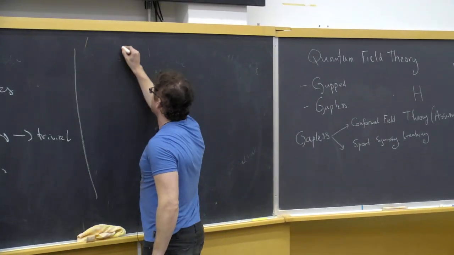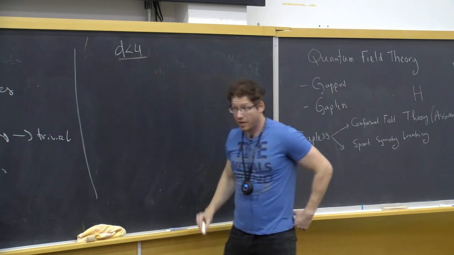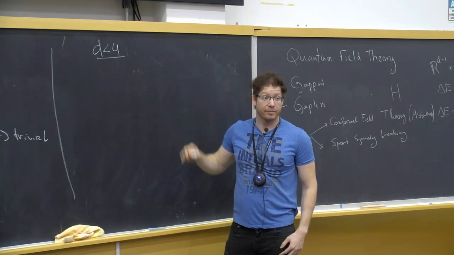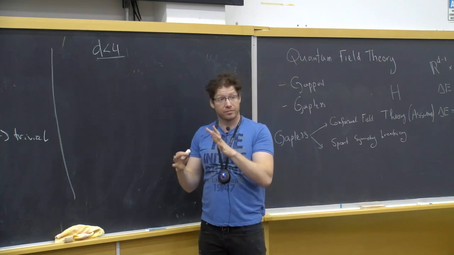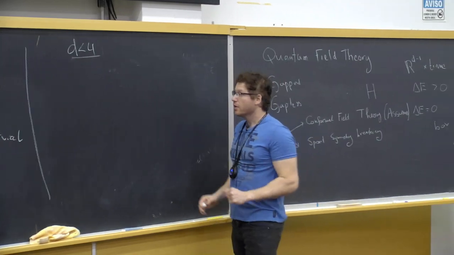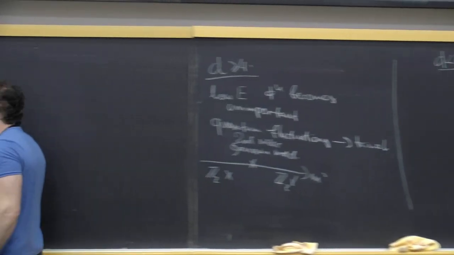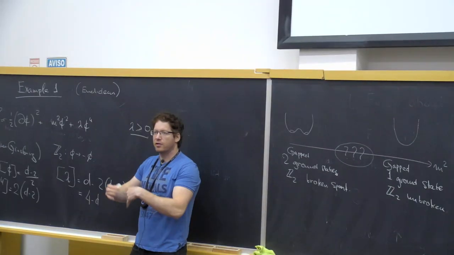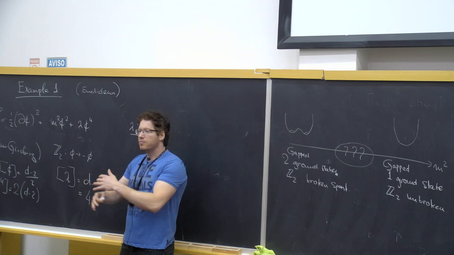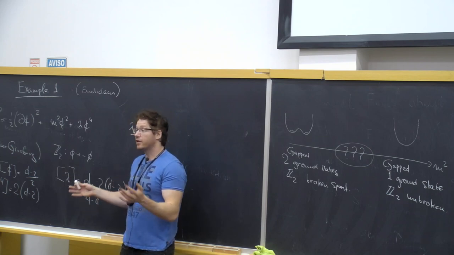For d smaller than 4, the situation is much more subtle, and it actually depends on how small d is. We'll see that there is a difference between d equals 1 and d equals 2. So it becomes very subtle. The main reason the situation is so subtle for d smaller than 4 is that this dimension is positive, and so quantum fluctuations completely dominate the low energy physics, if there is low energy physics.